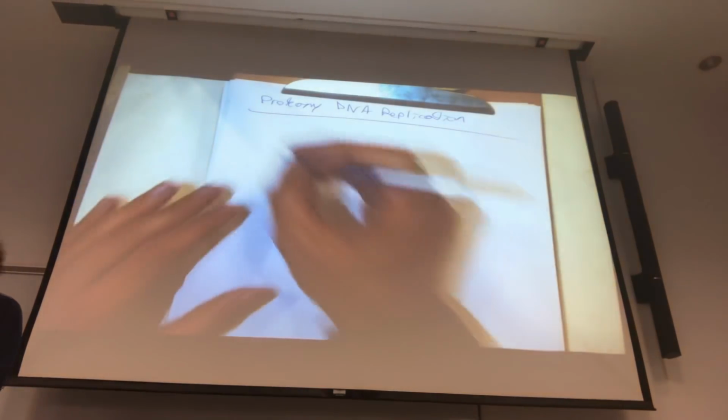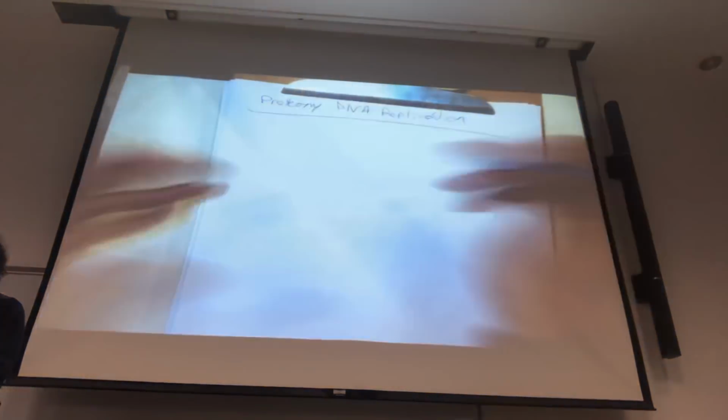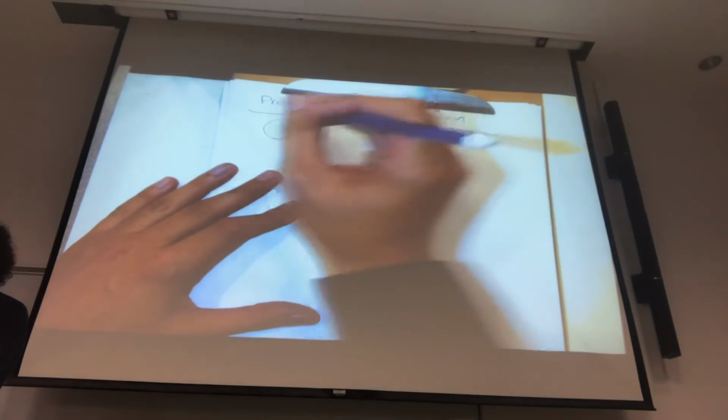What do we have here? Prokaryotic DNA replication is the replication of circular DNA.